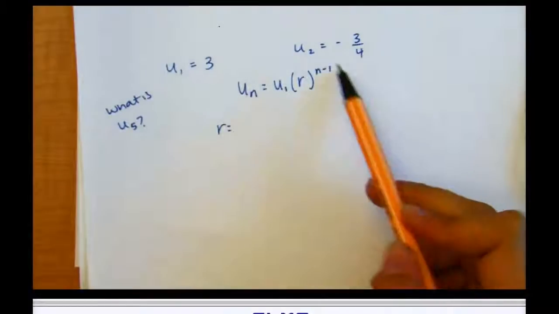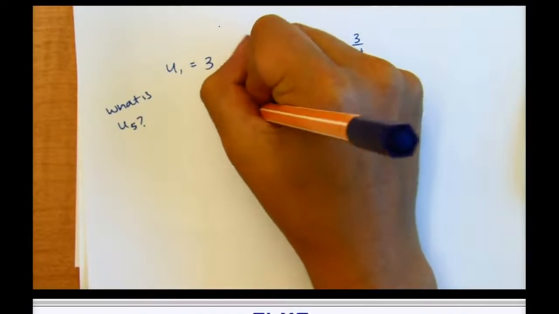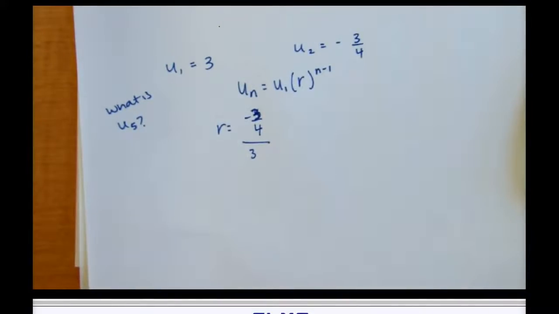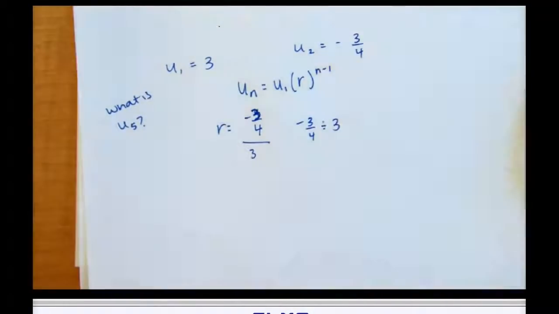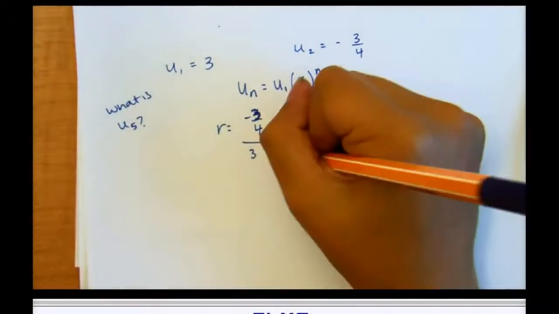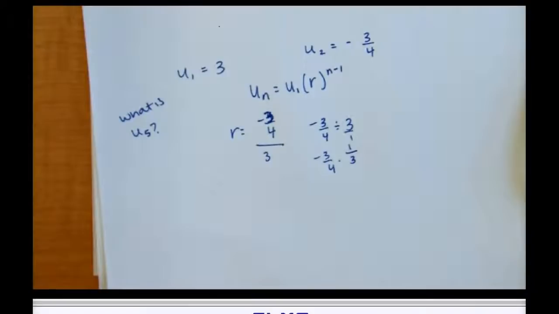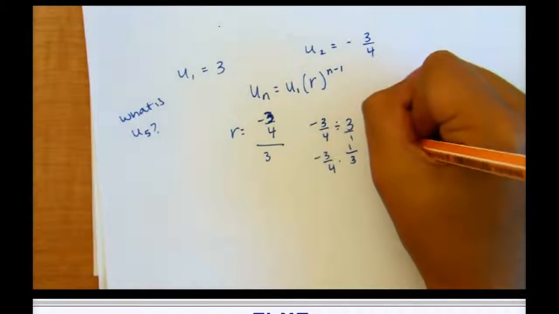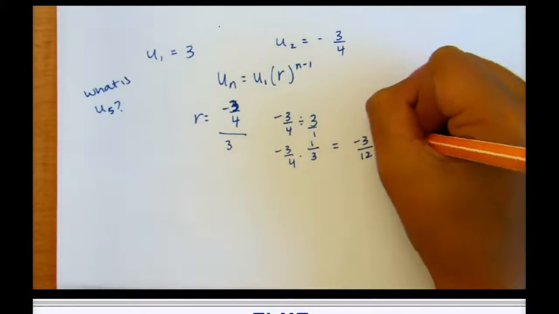So I'm going to take my two consecutive terms, u sub 1, u sub 2, and divide them. So I'll have negative 3/4, and I'm dividing that by 3. Again, writing this out linearly or horizontally is helpful. Negative 3/4 divided by 3. What do I do next? Great, I'm going to keep, change, flip. Negative 3/4 times 1 over 3. So that was a 3 over 1. Multiply across, what is my common ratio? You should end up with negative 3 over 12, which will simplify down to negative 1/4.